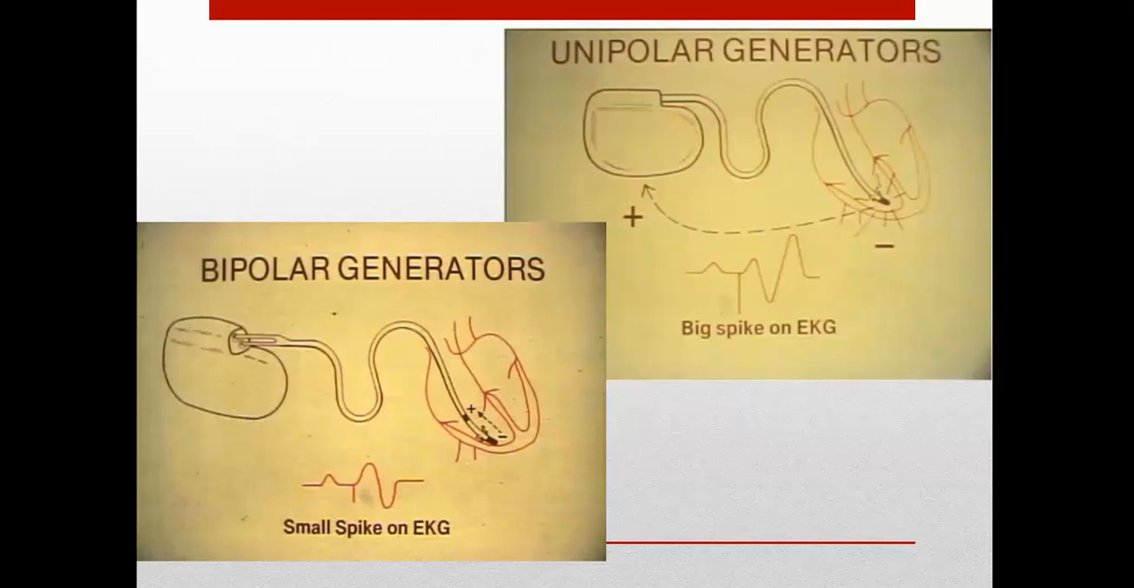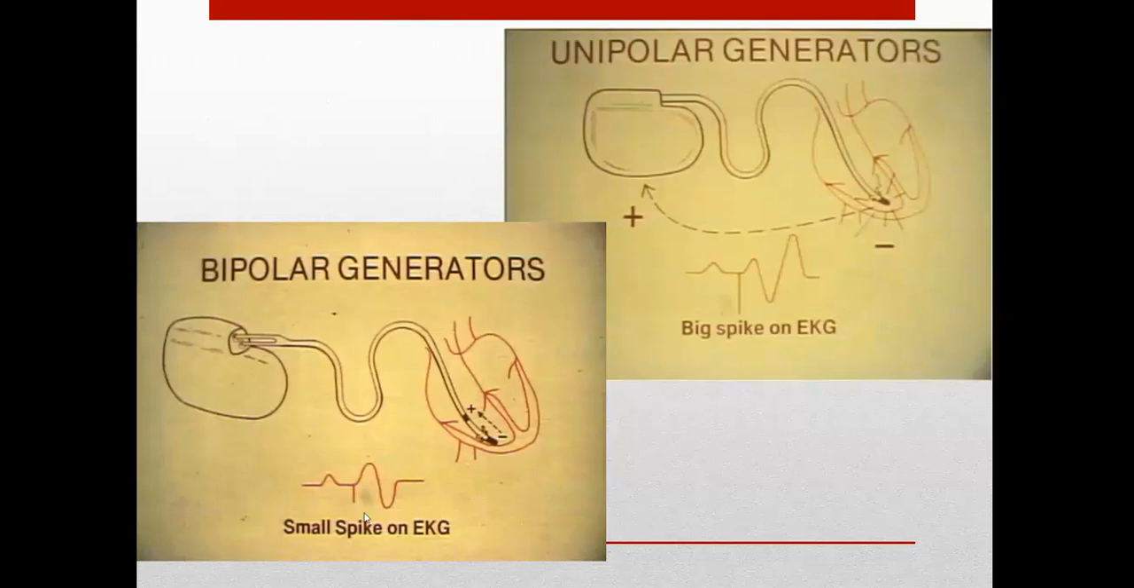So the circuit over which the unipolar pacemaker has to travel is large because of the greater distance between the two poles, which results in a large pacemaker spike on the EKG. So you can see here on this EKG, the spike is where that pacemaker is initiating. And it's a lot bigger on a unipolar. On a bipolar, it's a lot smaller.